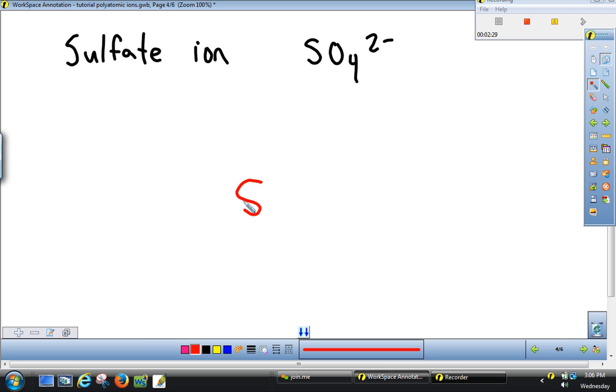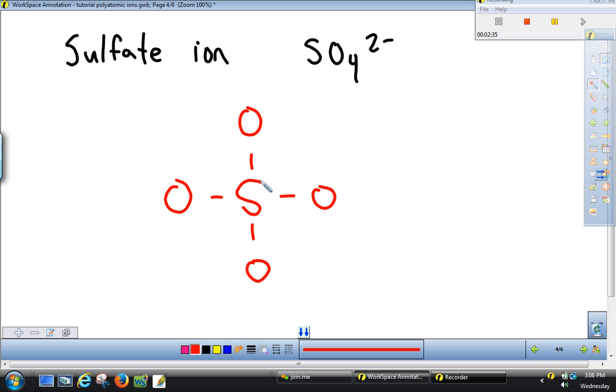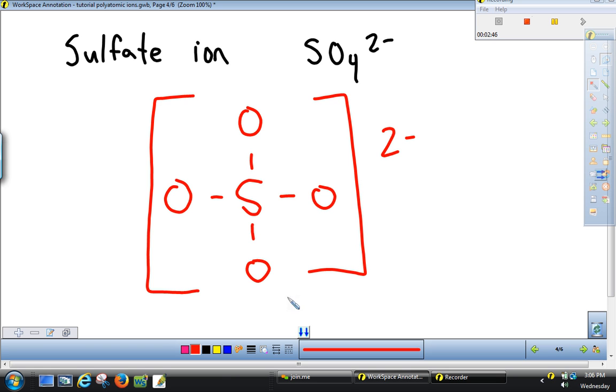Sulfate, the sulfur is the central atom. And same thing here. We're not going to go into detail. This isn't the correct structure per se for sulfate, but it gives you a rough idea of what's going on here. The sulfur's in the middle. The oxygens are bonded along the outside. And collectively as a group, no single atom has a -2 charge, but collectively as a group, there's 2 more electrons than protons.